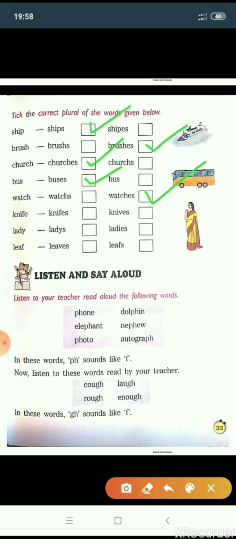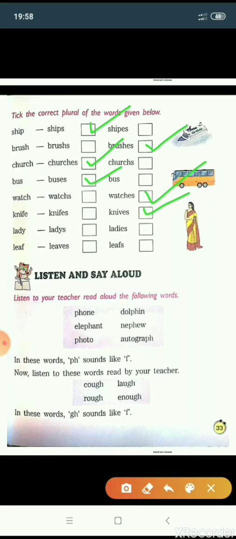Then next word is knife. The last letters are FE. So as per the rule, if the last letters are FE, we have to remove FE and add VES. So the correct answer is knives.